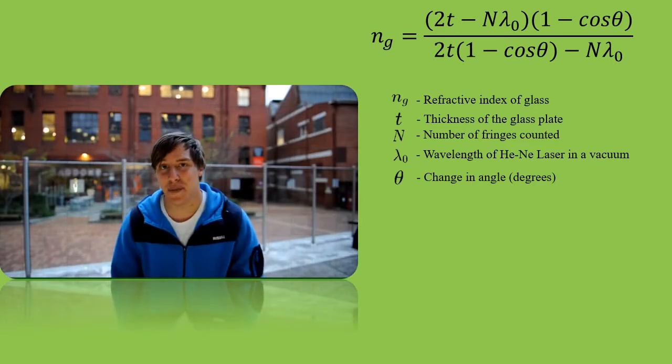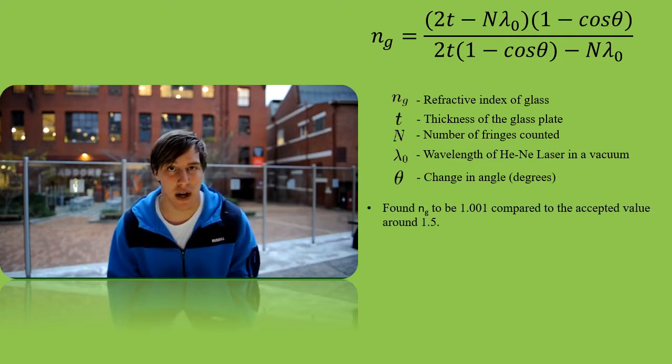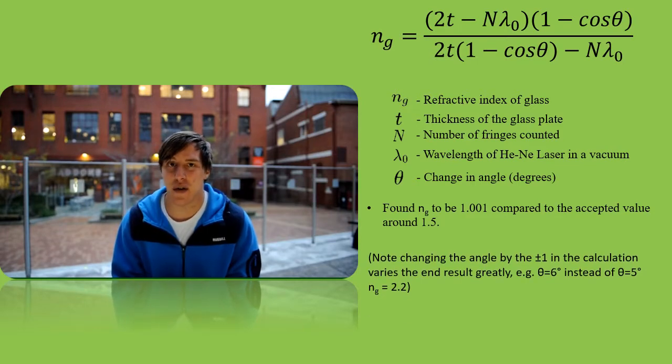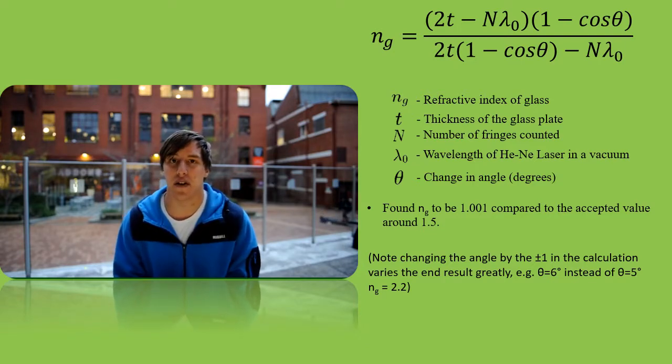Our result in this experiment was not very close to the accepted value. The result of 1.001 compared to the accepted value of 1.5. This was likely caused by the uncertainty in measuring the change in angle of plus or minus 1 degree. Changing the angle in our calculations by this amount caused a great change in the result.